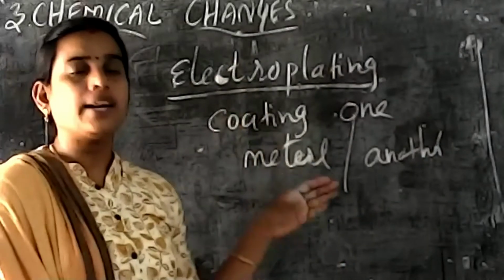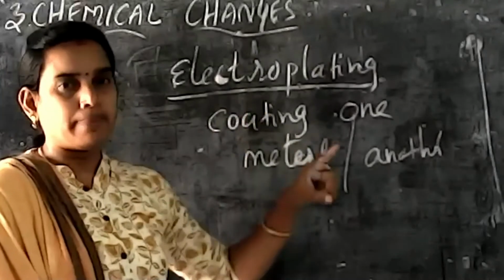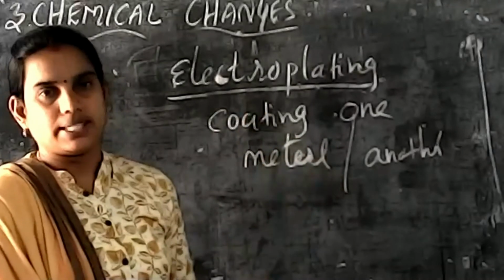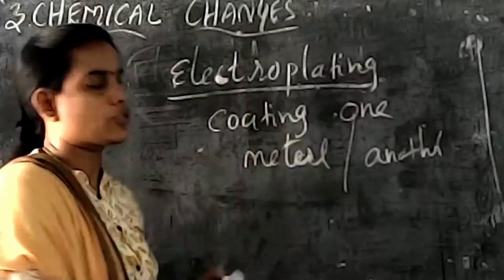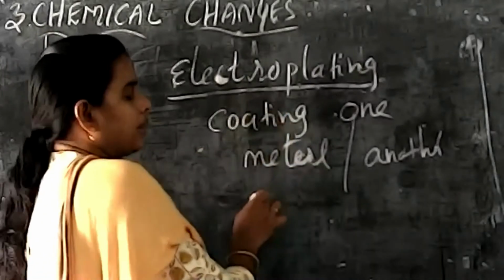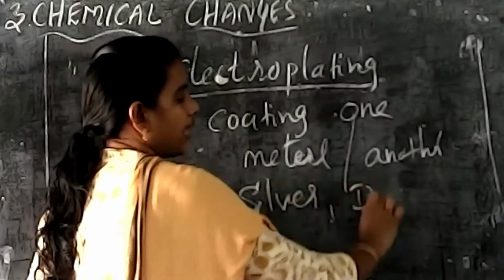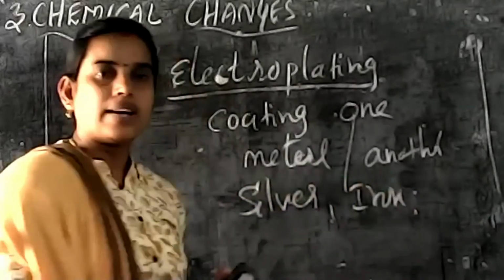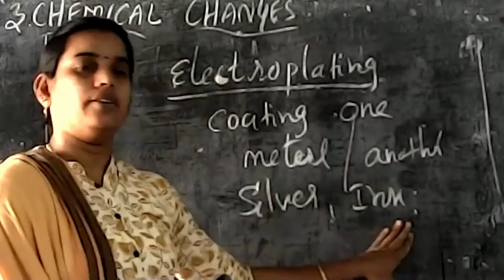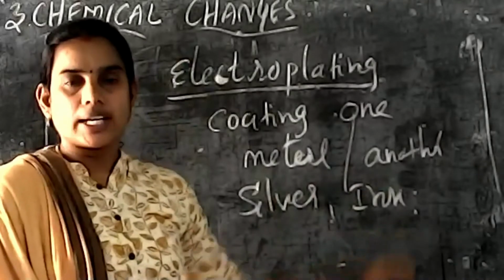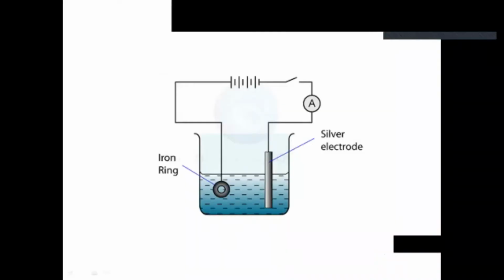So here we are going to coat one metal using another metal. This process is known as electroplating. For example, we are taking silver and iron. Now this iron is going to be coated with silver. Now look at this figure. This figure shows an electroplating picture.